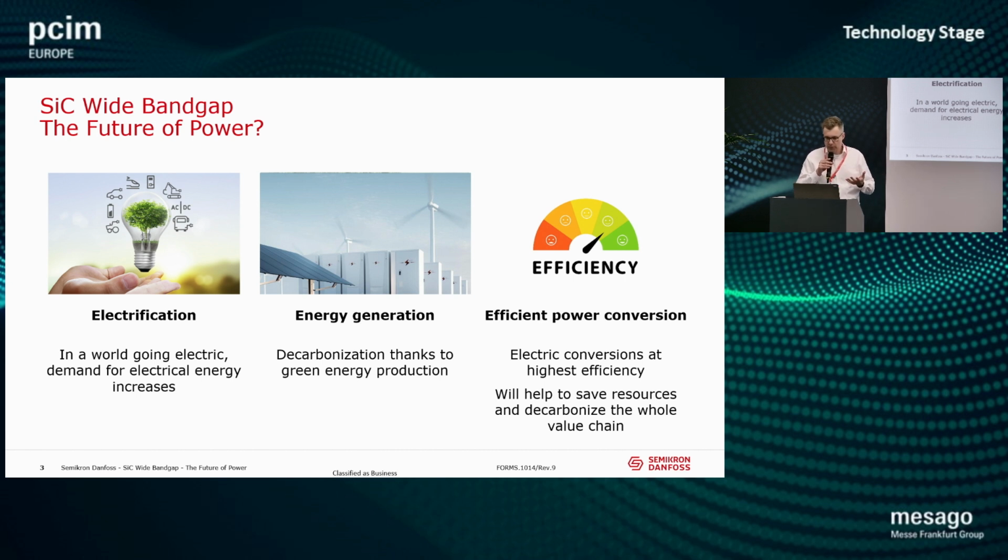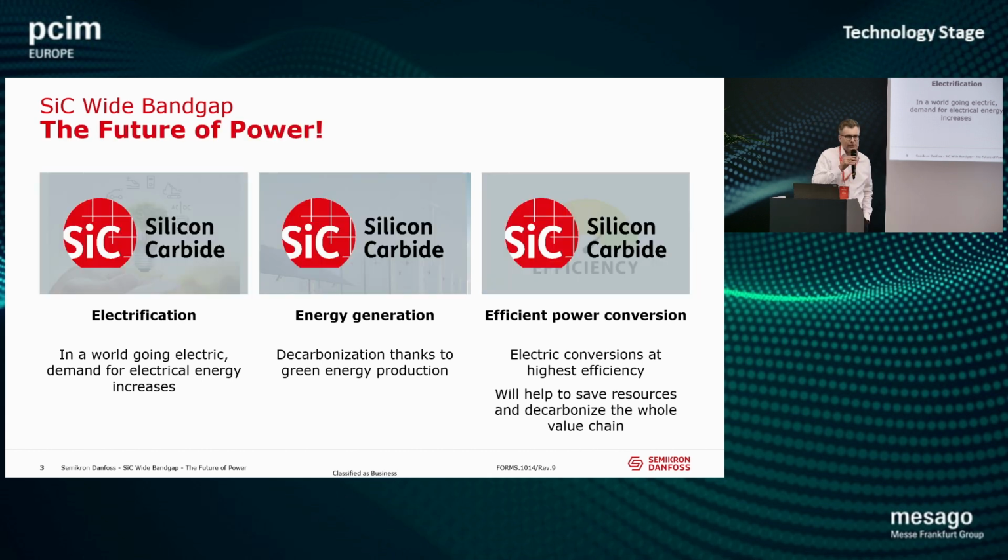So it helps not only in the energy itself, it helps also in the value chain completely. If you have less losses, you have a smaller heat sink. We heard that already from the colleague from Fuji. That saves also CO2 and decarbonizes if you need only half the size of a heat sink. So in other words, yes, silicon carbide is definitely the future of power.